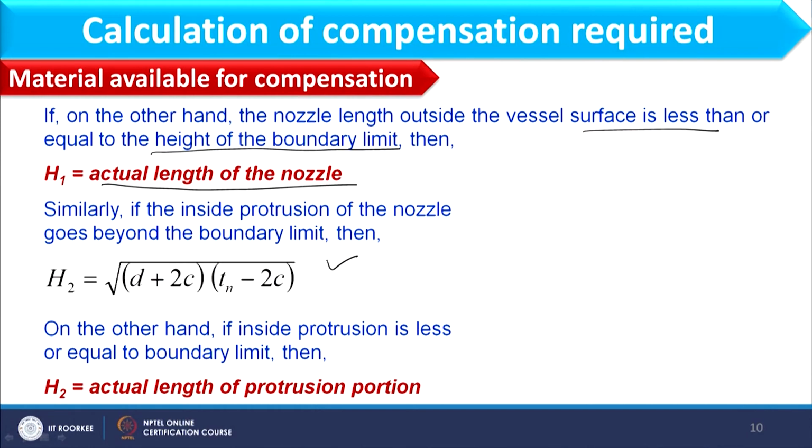In a similar line, H2 we will calculate, which is the protruding length of the nozzle. H2 we can calculate by this expression, and again if the protruding length is less than this H2 value, H2 will be replaced with the actual length of the protrusion portion. So, in this way H1 and H2 we can calculate.